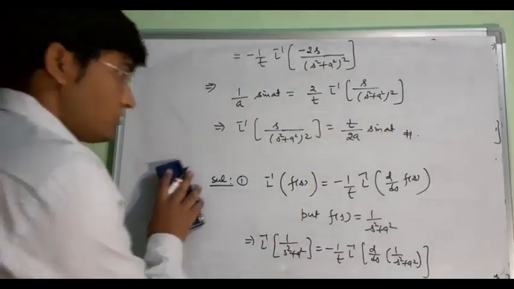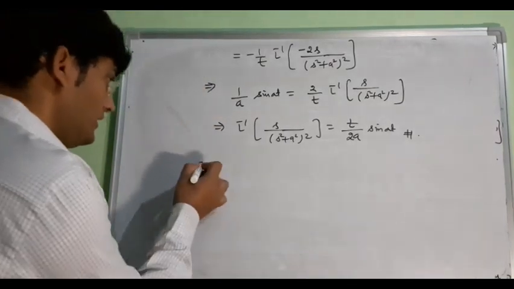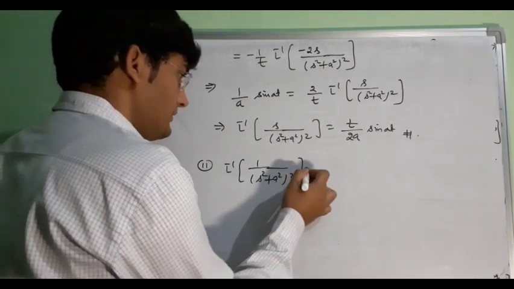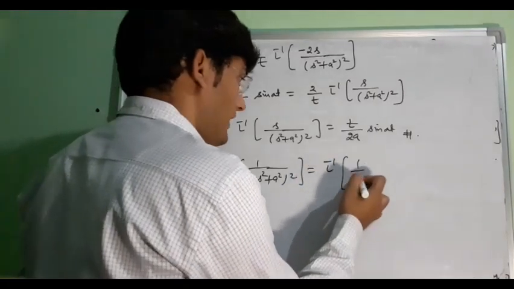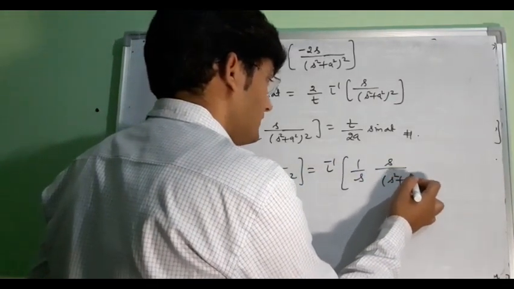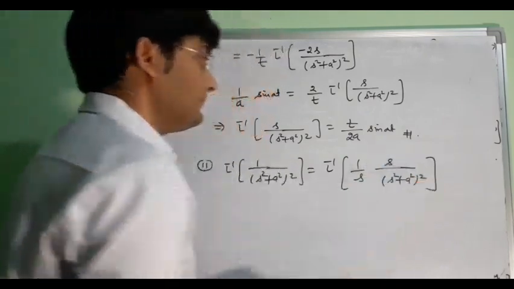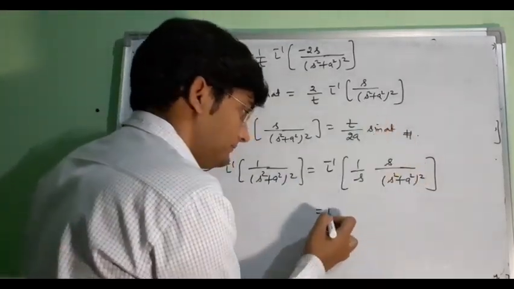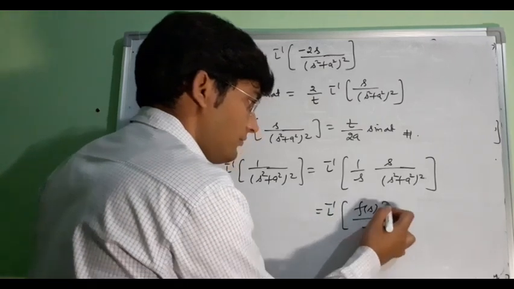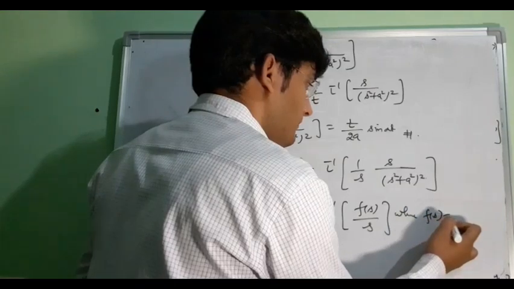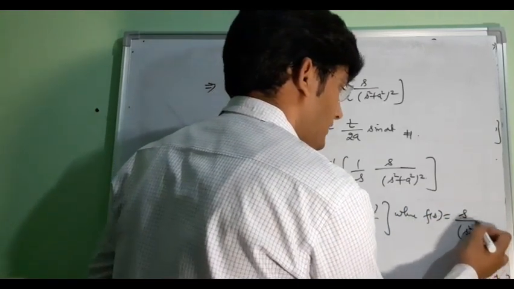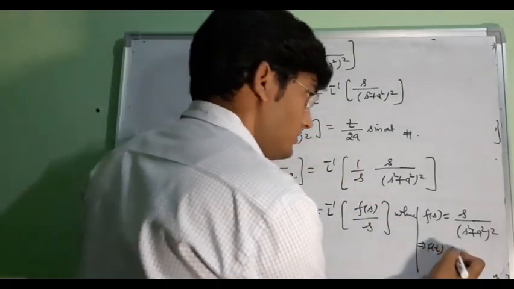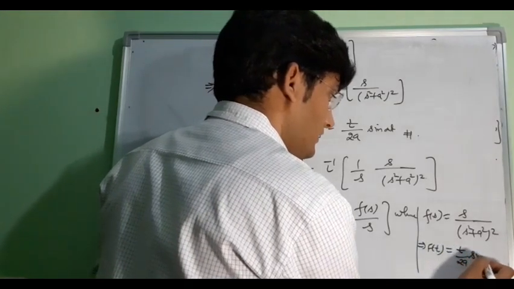Now let us start with question number 2. In 2, we will use some other formula. This can be written as the Laplace inverse of 1 by s into s upon s square plus a square whole square. Now let us assume this one as F(s), where my F(s) was s upon s square plus a square. Now by the first part, its inverse transform was t upon 2a sin at.